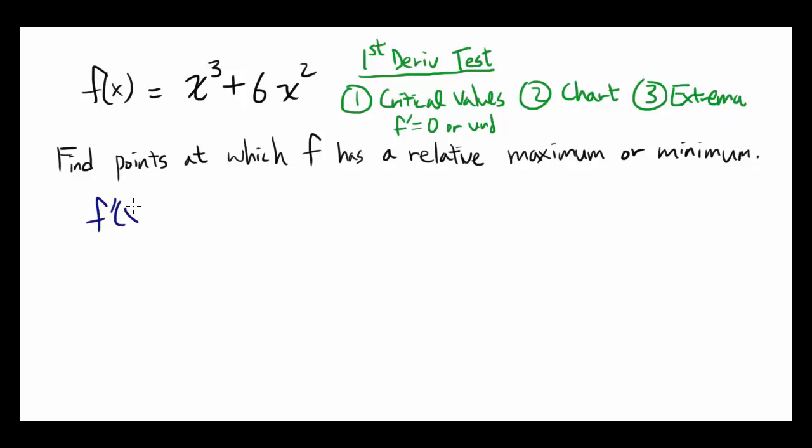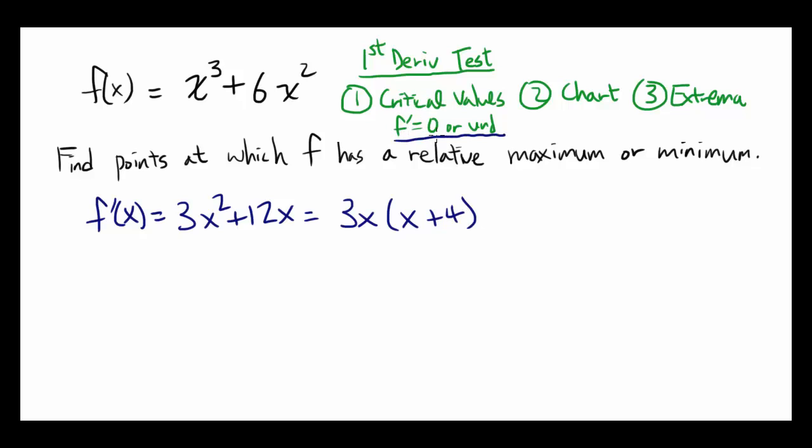What's f prime of x? Well, f prime of x is 3x squared plus 12x, also known as, factoring 3x out, 3x times x plus 4. We wish to find the values where f prime is 0 or undefined. Just looking at this, it's obvious that f prime is always going to be defined, so this thing is never going to be undefined, but it seems possible that f prime is 0.